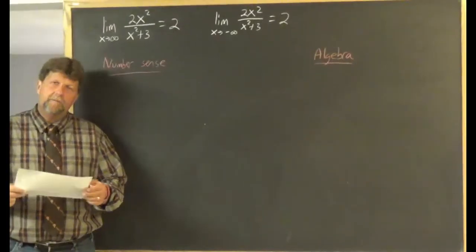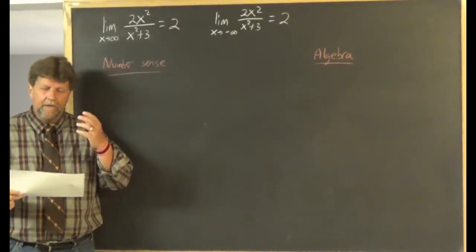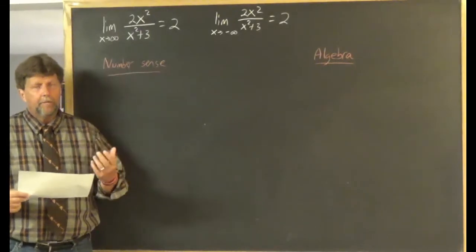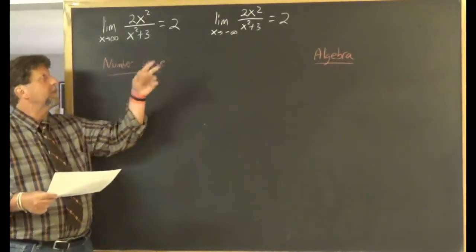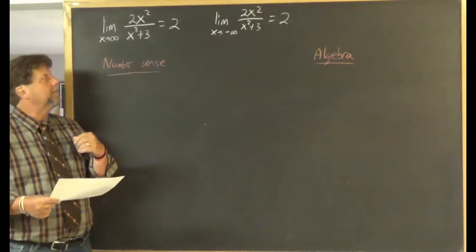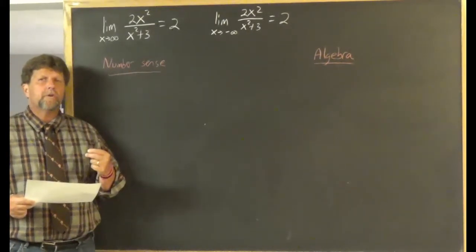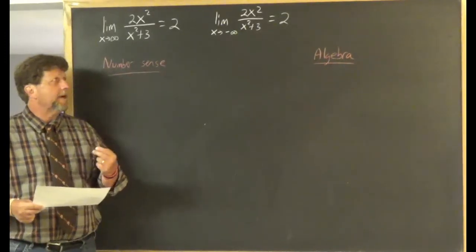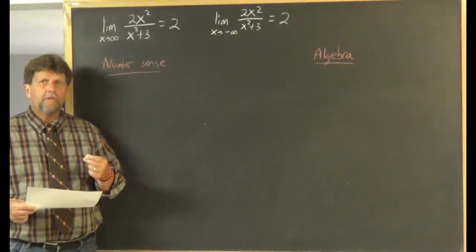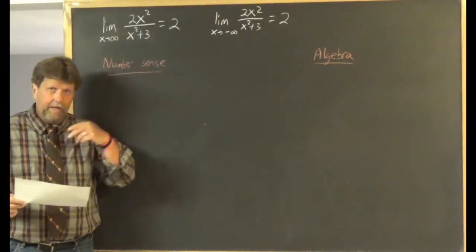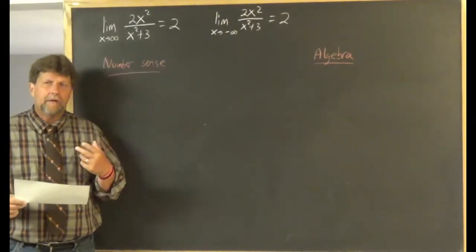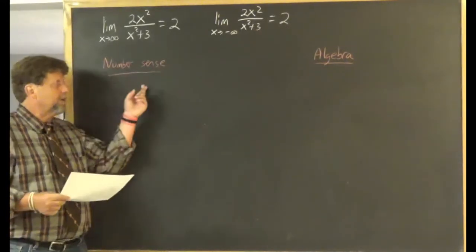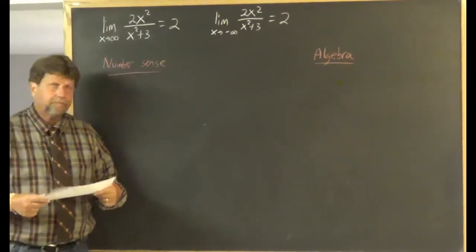All right, folks, in the example we just saw in the slide, I had the graph of the function presented, and we were able to graphically determine that the limit as x approaches infinity of 2x squared over x squared plus 3 was 2, and the limit as x approaches negative infinity of 2x squared over x squared plus 3 equals 2. I said we were going to head off to the chalkboard and highlight some different ways to look at it. So the first thing I'm going to do is talk about number sense.